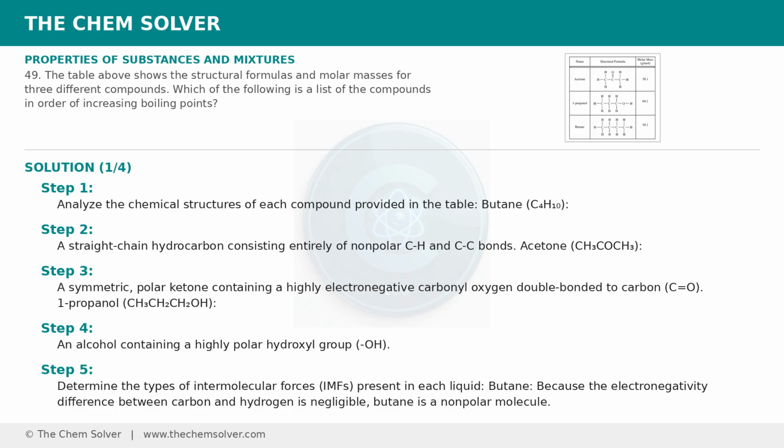1-propanol, CH3CH2CH2OH, an alcohol containing a highly polar hydroxyl group, OH. Determine the types of intermolecular forces, IMFs, present in each liquid.